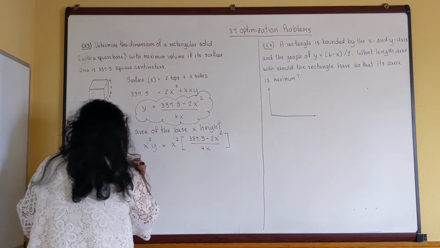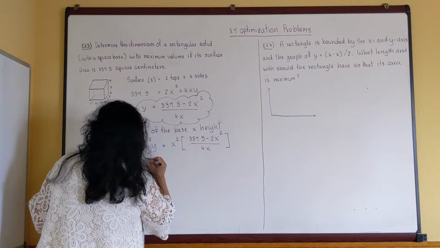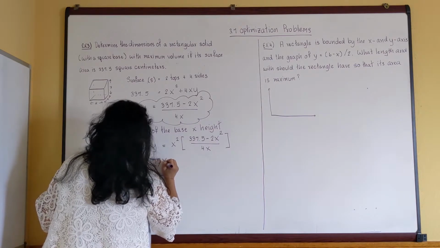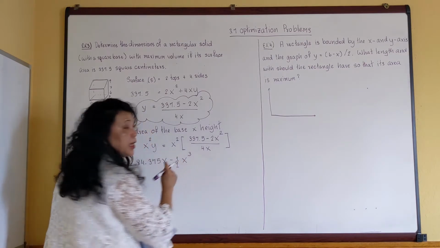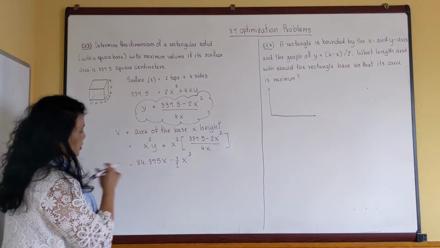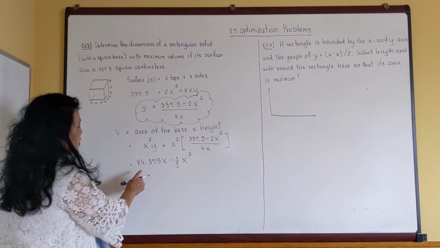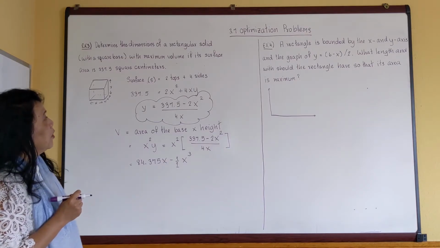Then I would have 84.375x minus 1/2 x cubed. Again, I skipped some algebra here just because we have limited space. So this is your volume. Now I need to have a maximum volume.